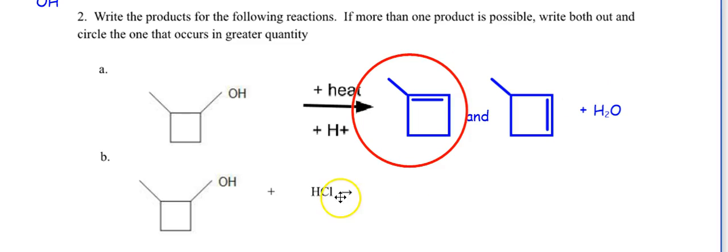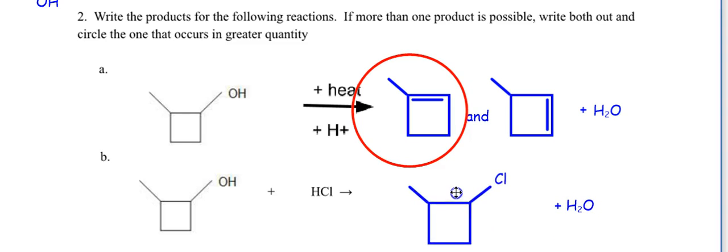Now the next one is pretty straightforward. It's just a simple substitution. So if you can make water, here you will make water. So the OH goes off with the H to make H2O, and then the chlorine hops on. All right, so how would I name that? It looks like you have a 1-chloro-2-methylcyclobutane.